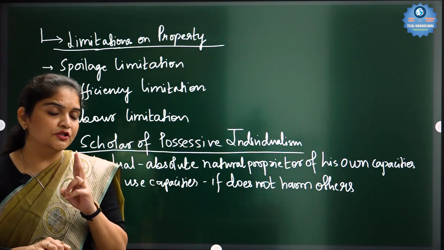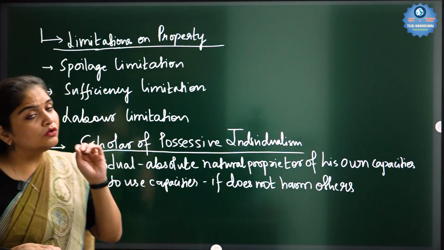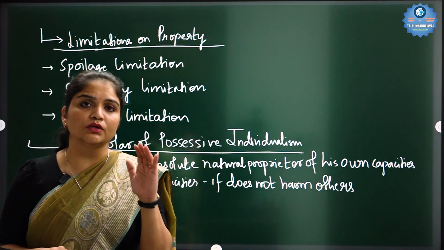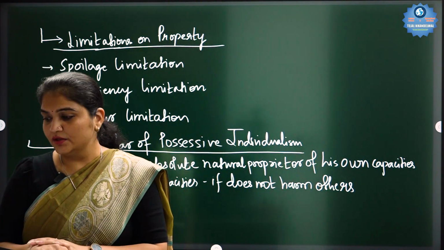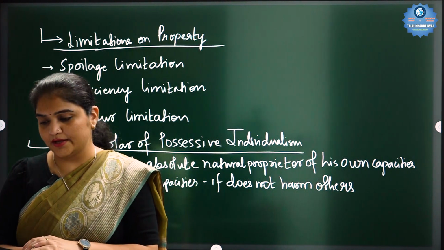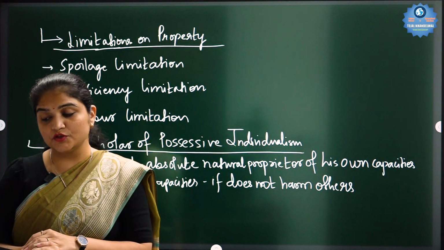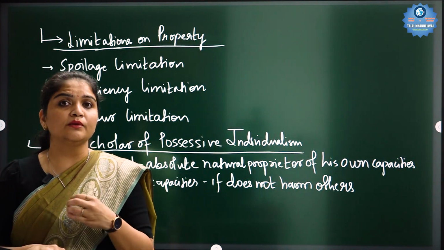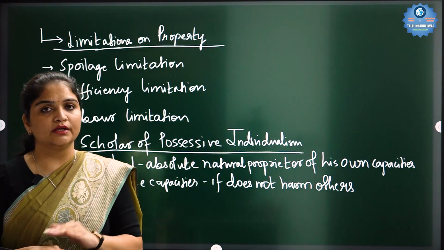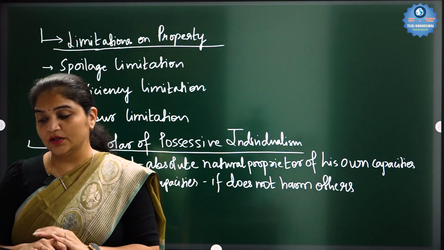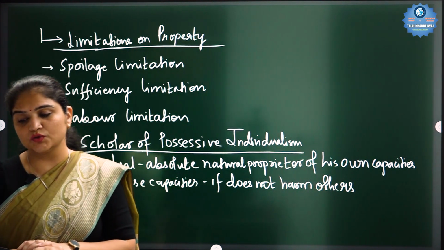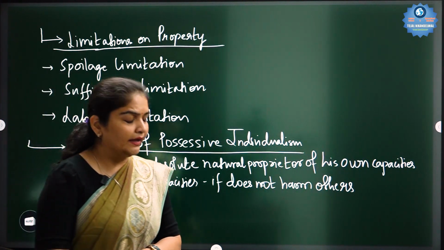Second is the sufficiency limitation, which means acquire only that much that is needed. Don't acquire more than what is needed. Now, leave even enough for others to acquire. And the labor limitation, which means as long as one can put their labor, then they have the right to own. If they do not put labor, then no. So he says one can appropriate only that much of common resource with which he has mixed his labor.